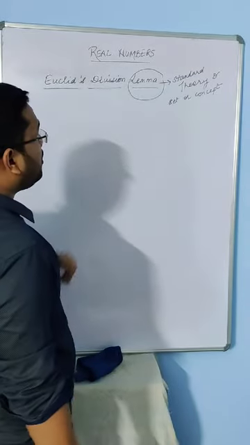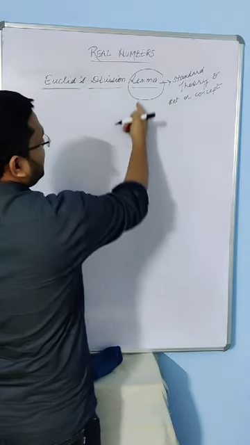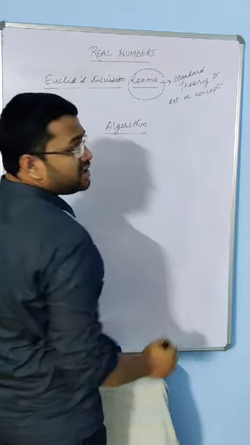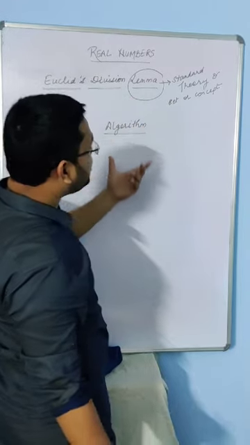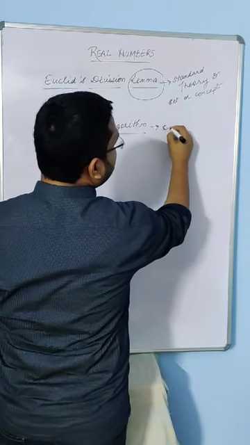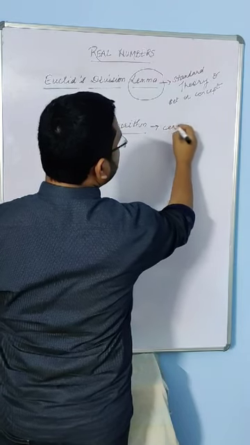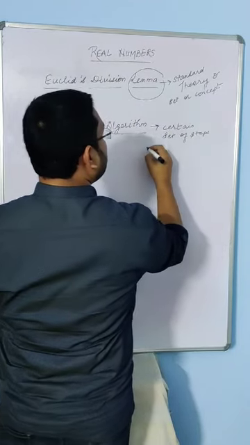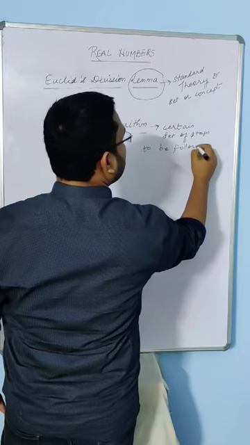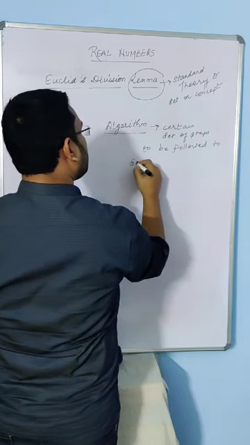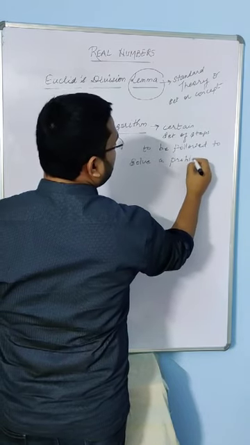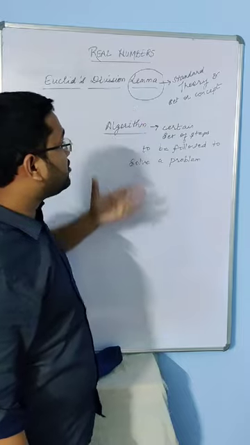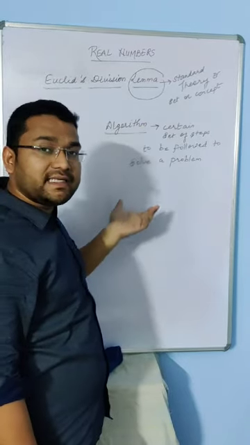Now, one more term that you will find in the book is, instead of lemma, the word algorithm. So what do we mean by the word algorithm? Algorithm is just the application of the standard theory in the form of a certain set of steps to be followed to solve a problem. So now you understood the meaning of lemma and the meaning of algorithm, but what exactly is it? Now let's see that.